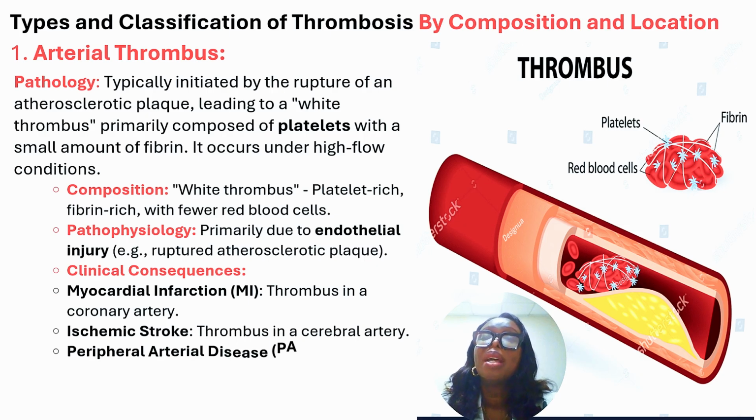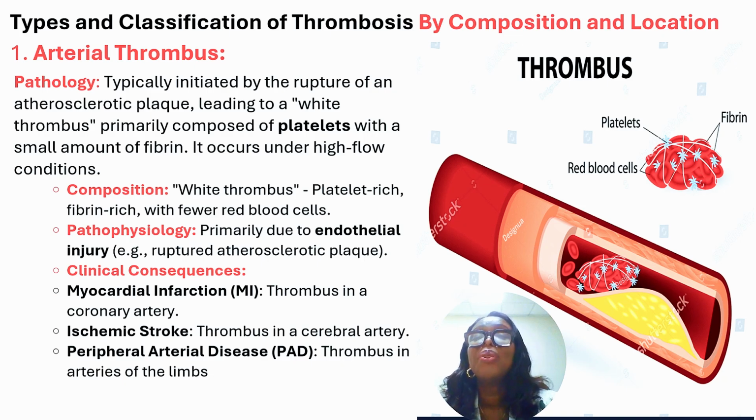Arterial thrombus. The pathology is typically initiated by the rupture of an atherosclerotic plaque leading to a white thrombus, primarily composed of platelets with a small amount of fibrin. It occurs under high flow condition. So the first type of thrombosis that we are considering, where the classification is based on the composition and location of the thrombus, is number one, arterial thrombus.